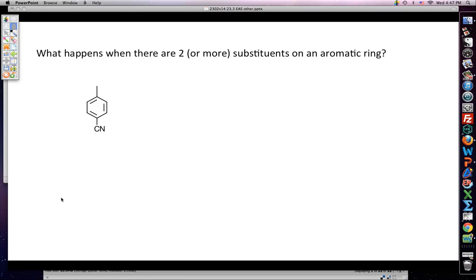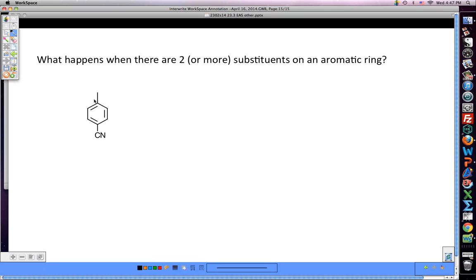Life isn't usually very simple. And so naturally it makes sense that there's going to be times when there's two or more substituents on the aromatic ring. In which case I need to start thinking about, well, where am I going to be able to put my new substituent, my bromine or nitro group? Where is it going to show up? So, for example, looking at the methyl nitrile here, what do I have?